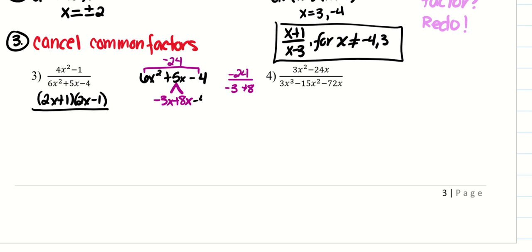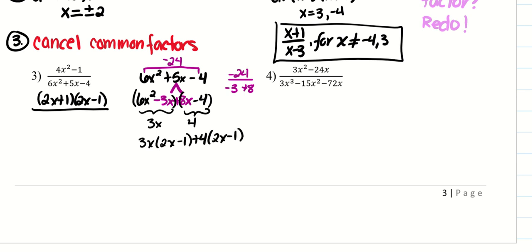And I'm going to bring down the rest of my equation. So I have 6x squared. I'm going to group these together, and I'm going to factor out a 3x from here, and I'm going to factor out a 4 here. So I get 3x times 2x minus 1 plus 4 times 2x minus 1. That's the product of the factor being distributed. So I want 3x plus 4 as my first term, or first polynomial, and then 2x minus 1. I feel comfortable that I have a correct factoring there because 2x minus 1 and 2x minus 1 both appear in the numerator and denominator.